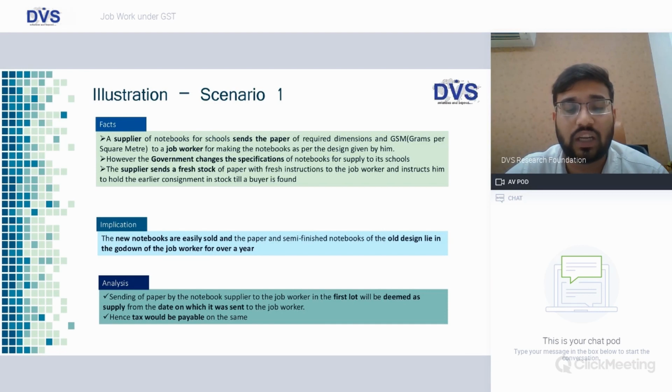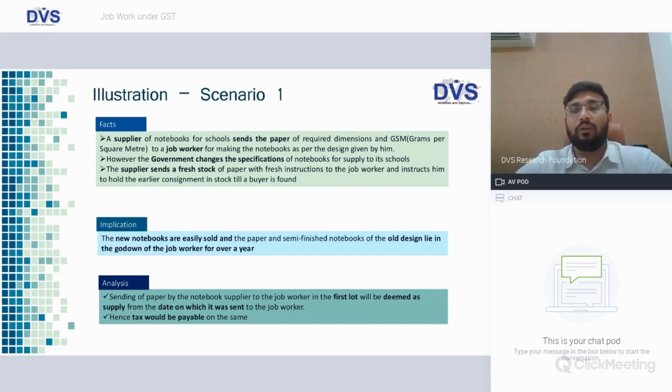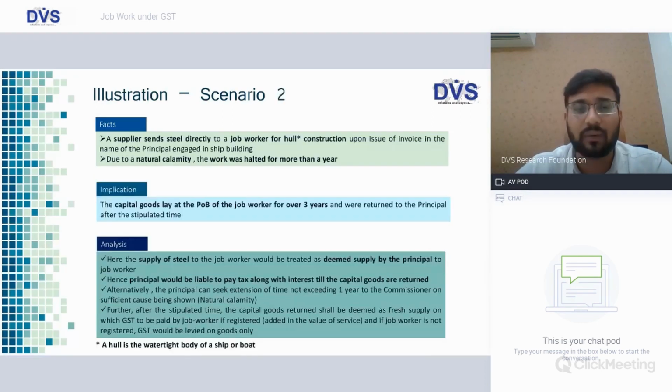In such a scenario, sending of paper by the notebook supplier to the job worker in the first lot will be deemed as supply from the date on which it was sent to the job worker. Hence, taxable. So, whatever supply of first lot was made from the principal to the job worker would be considered as deemed supply, and the principal shall be liable to pay tax on such supply.